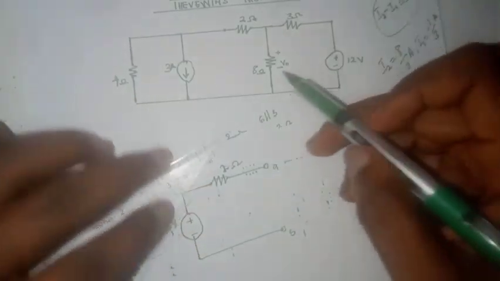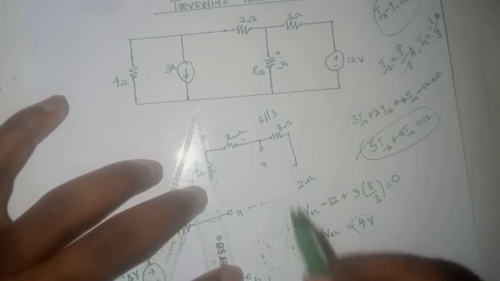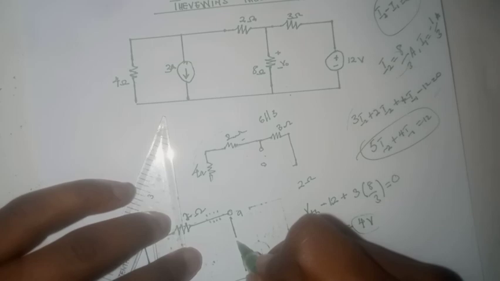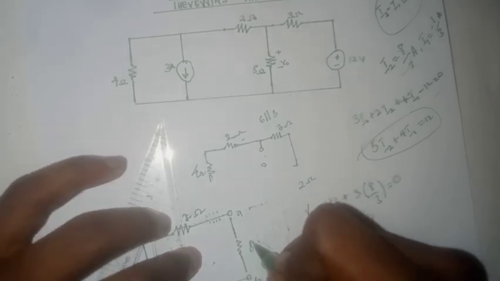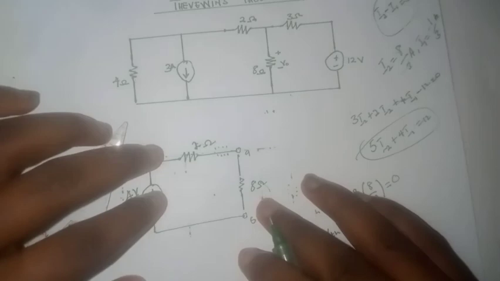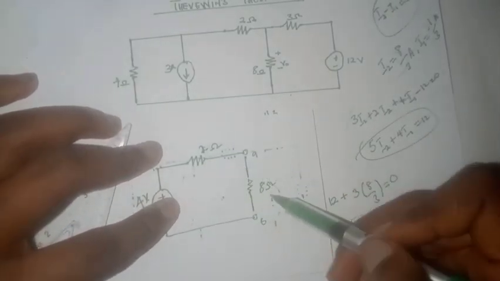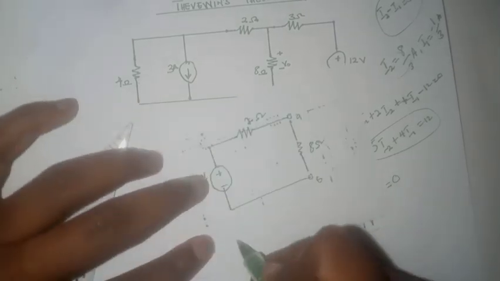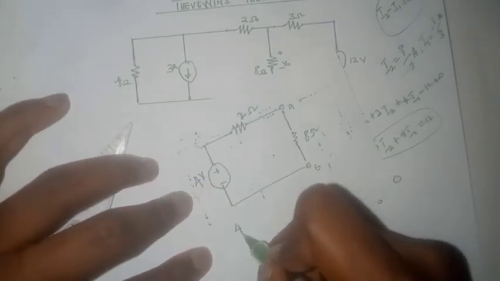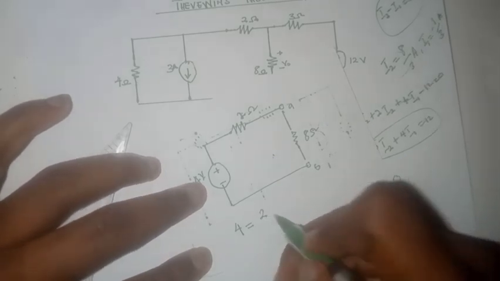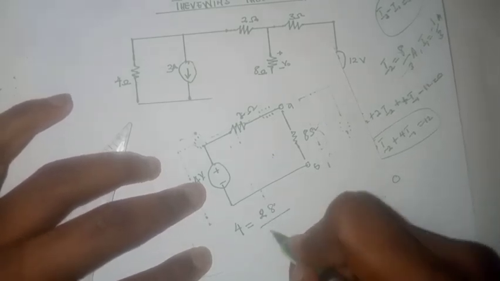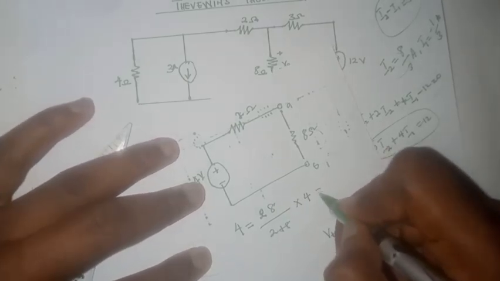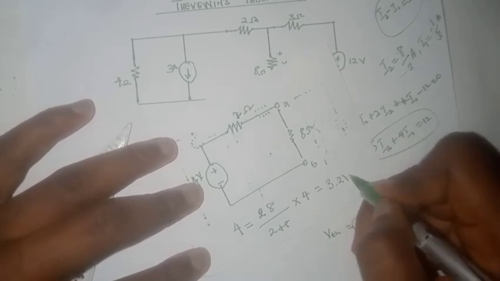Then we can go ahead and plug back our 8 ohm resistor in the circuit, 8 ohms. Then we can easily find the voltage across the 8 ohm resistor. And the voltage across this 8 ohm resistor using the voltage divider would be 8 over 2 plus 8 multiplied by 4, and that would be equal to 3.2 volts.